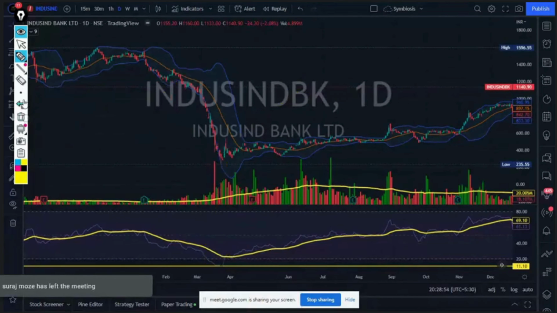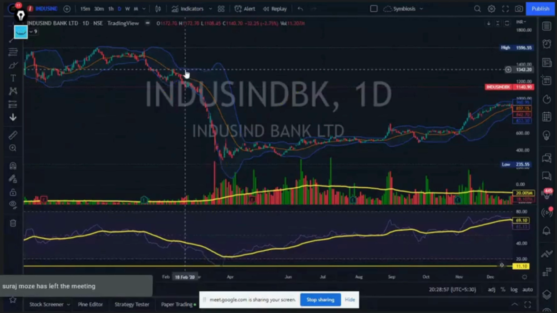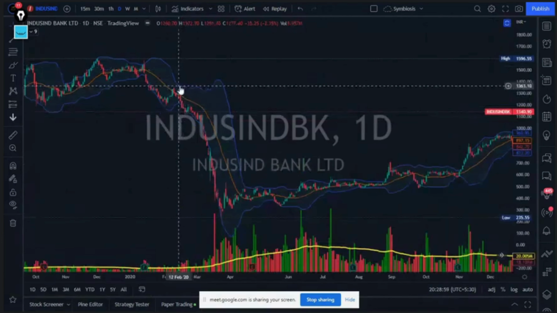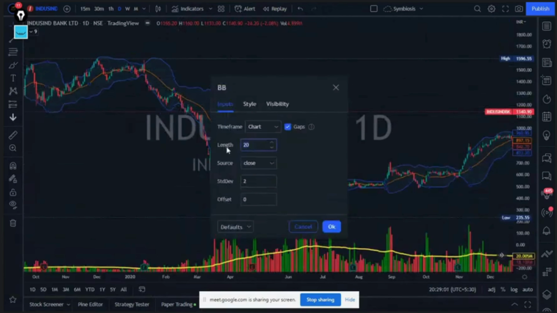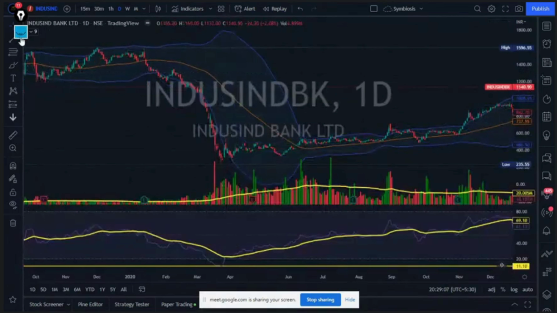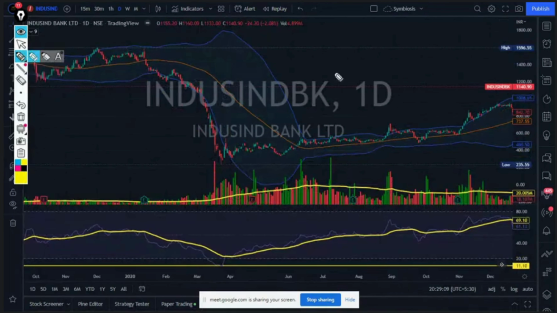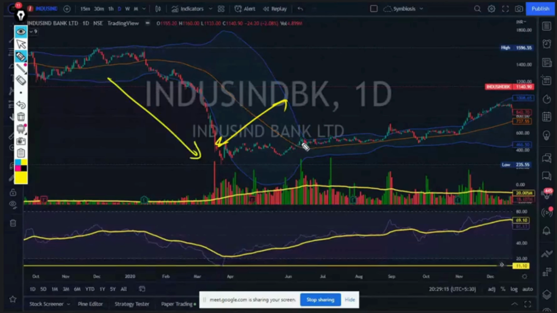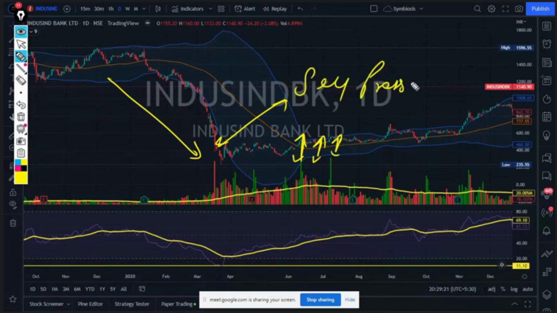So you have BB plus RSI. Now let's play around with the settings and see how it changes. What I'm going to do is make this 60 days. Let's see if you have the same assumption. Check this out here. There is increased volatility here, a lot of volatility. Now the volatility after falling is contracting. That means the sell pressure is gone.